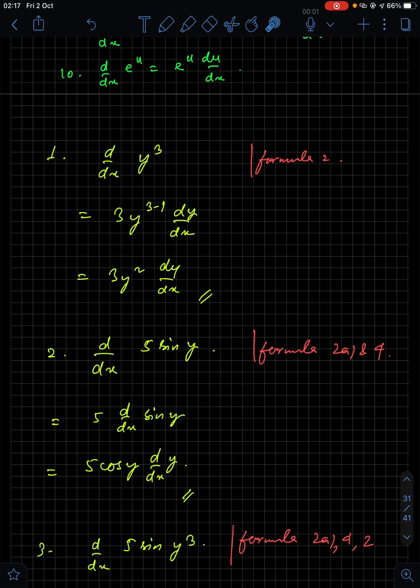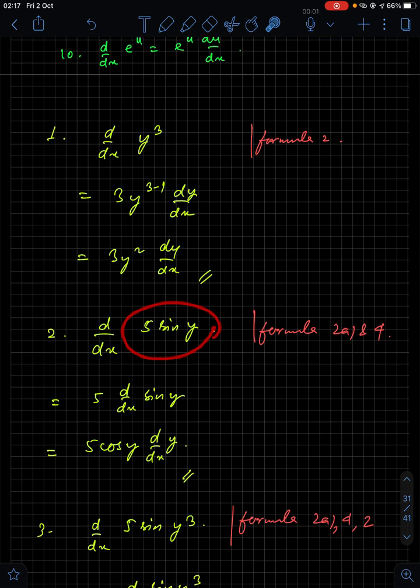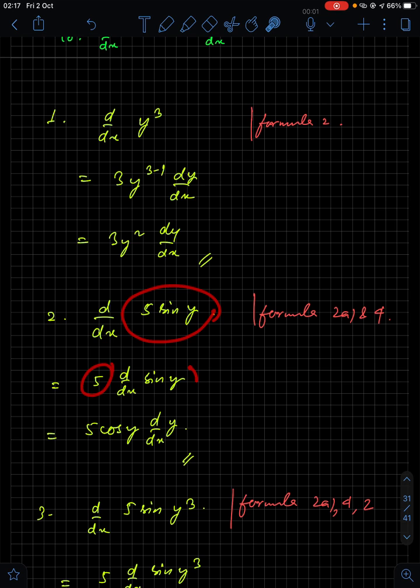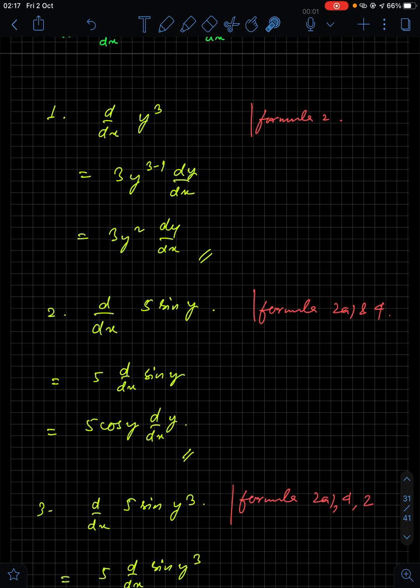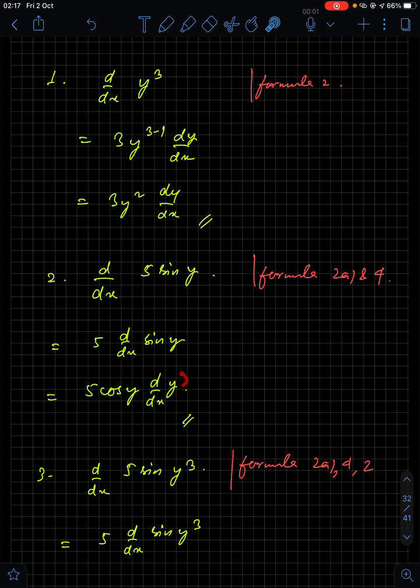Next question, d/dx of 5 sin y. 5 taken common, what remains is d/dx of sin y. So d/dx of sin y will get you cos y d/dx of y, and 5 is carried over. So your answer is 5 cos y d/dx of y.